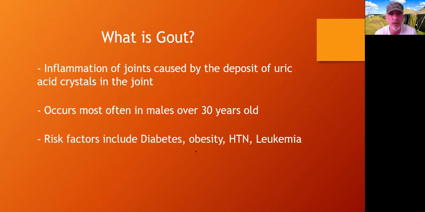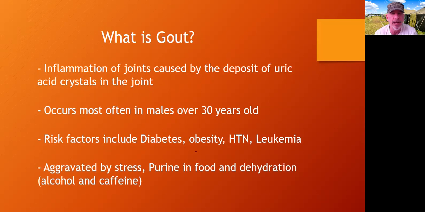Risk factors include diabetes, obesity, hypertension, and leukemia. All these predispose a person to the possibility of contracting gout. Other things that aggravate it, though, and this is the trouble that Perry had with his, is he wasn't a coffee drinker, but he did drink alcohol, and alcohol will lead to dehydration. Dehydration can aggravate gout. And also foods that are high in purine.